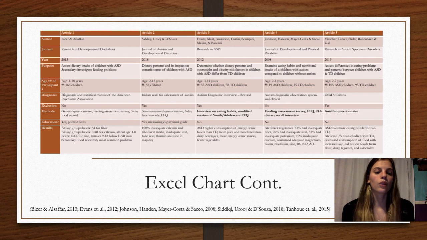I felt it was important to note the articles that had control of typically developing children, and those articles are bolded in the methods section. And those are Articles 2, 3, 4, and 5. I also thought it was important to note if there was education about portion sizes or how to fill out a 3-day food record to consider adequacy of the results each article had.